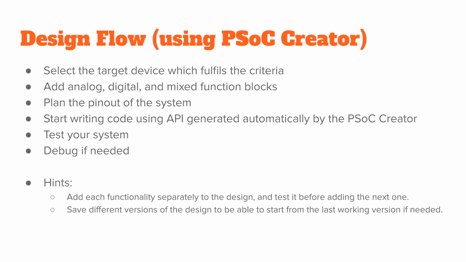Then you start adding the analog and digital mixed function blocks. Okay, that's a graphical editor that you will be using. Then you will plan the pinout of the system, then start writing code using the API generated automatically. Then you would test the system and debug if needed. Okay, that's the design flow.